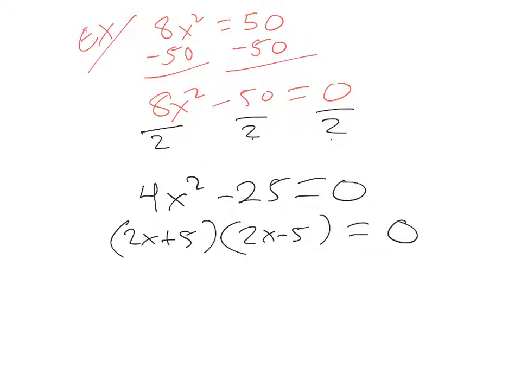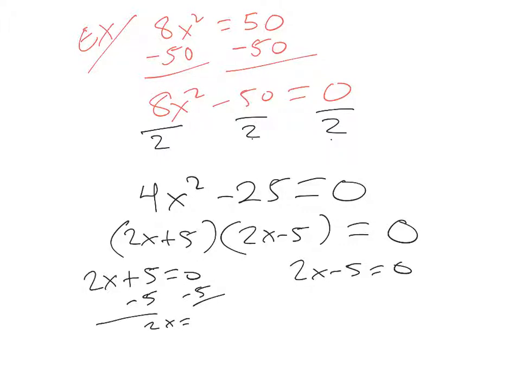So notice, I totally got rid of the 2. All right. So now I do what with each one of these? Set them to 0. So now I set each one of these equal to 0. So I subtract 5, I subtract 5. I got 2x equals negative 5. Divide by 2, divide by 2. So there's one of your answers right there.